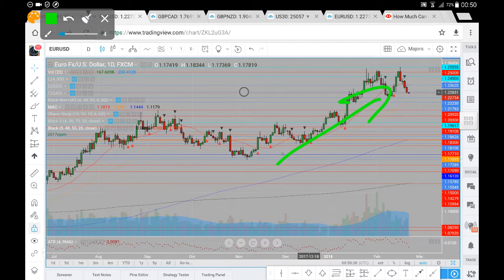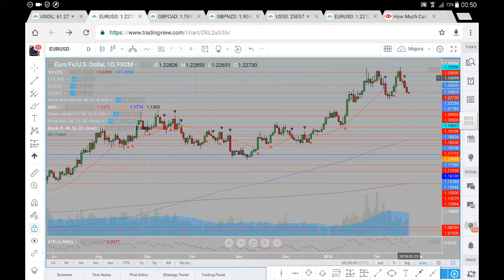Overall, the trend has been to the upside, but we do appear to be going through a bit of a consolidation, and there has appeared to be a loss of momentum. So we'll see how things develop from here, but overall, over the short to medium term, we do appear poised for further downside continuation on the euro dollar. And with that said, that pretty much wraps up the euro dollar analysis. Thanks for watching.